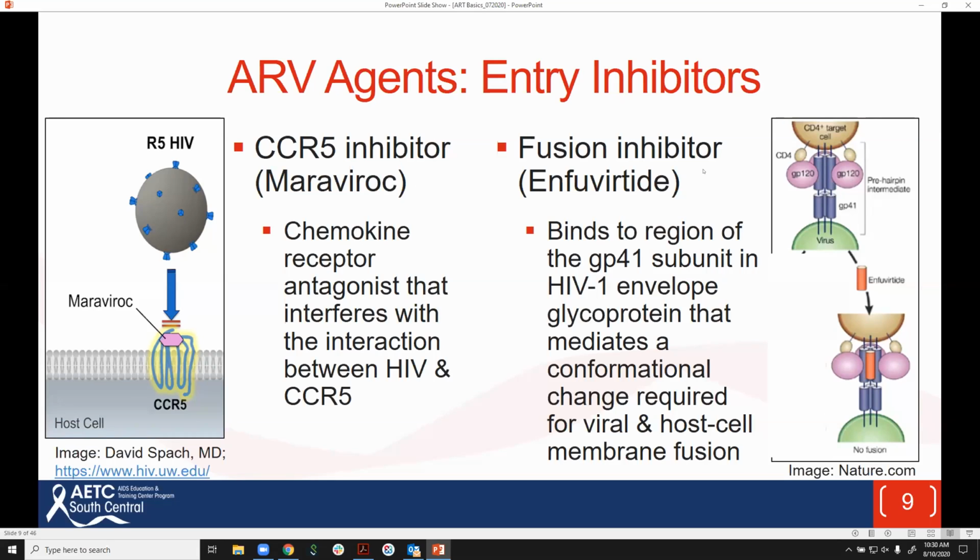And then here, a fusion inhibitor. This was the first entry inhibitor on the market. It's an injectable, so rarely used now, but it's still a tool in our toolbox if we need to use it. And that basically prevents the fusion of the HIV envelope with the host membrane. And again, if those membranes don't fuse, then we can't have the contents of the HIV virion spill into the host cytoplasm.